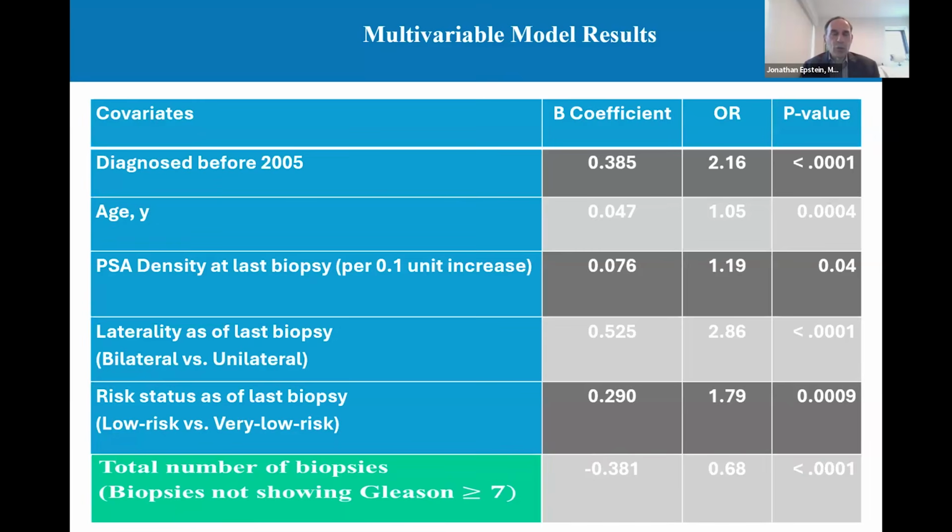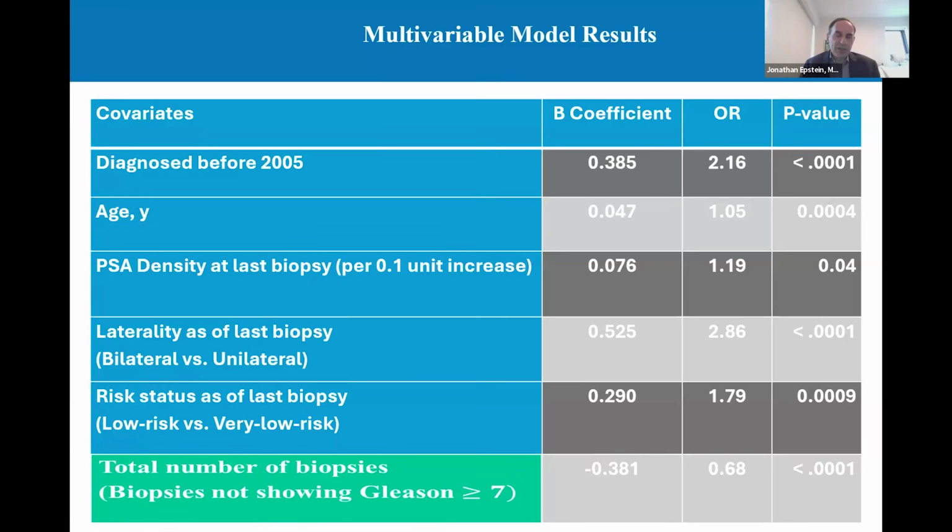Turns out the older you are, the greater the risk of having worse cancer. No one knows why. And it's not saying that every older man has worse cancer, but there is a correlation. Your PSA density at the time of your last biopsy also plays a role. If you have a higher PSA density, you're at increased risk of having worse cancer down the road. If you have cancer bilaterally, on both the left and right side of the prostate, that increases your risk of having worse cancer.